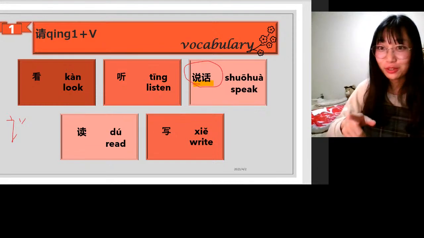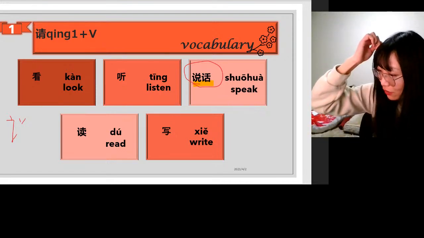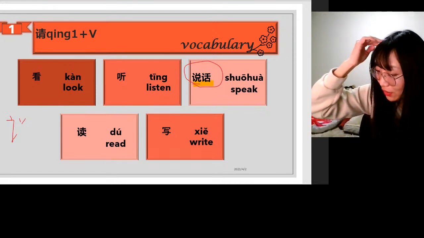And tomorrow I have to wake up very early because I have my French lesson.